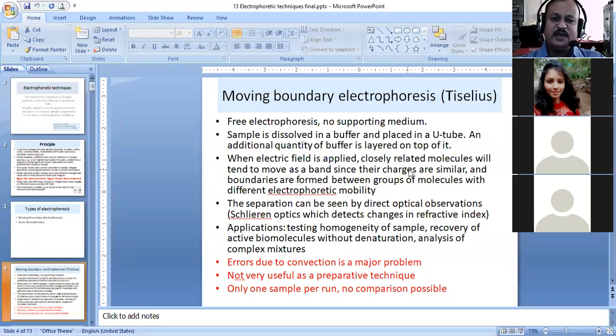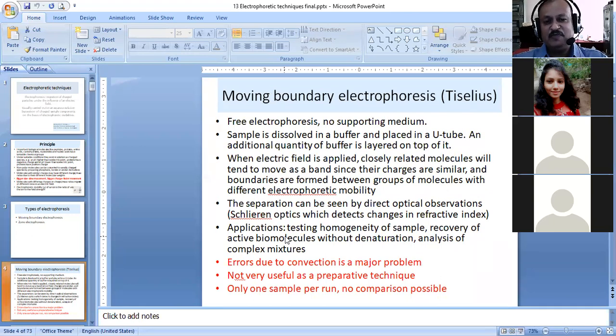Okay, so the closely related molecules will move as a band or as a boundary. We won't call it a band, but it will move as a boundary. Then these different boundaries will move in the buffer, and these boundaries are detected by the Schlieren optics. Okay, what is Schlieren optics?